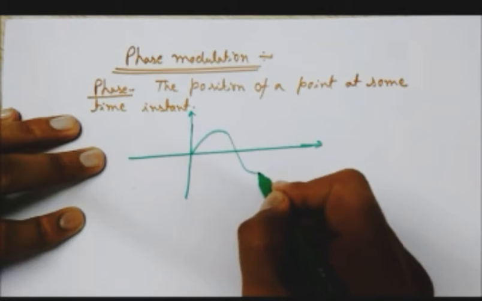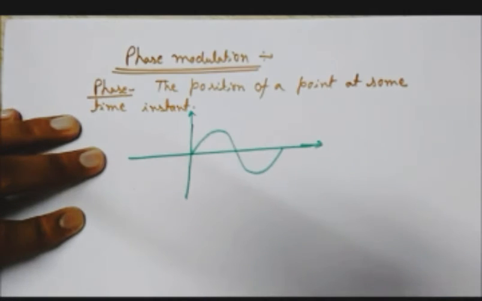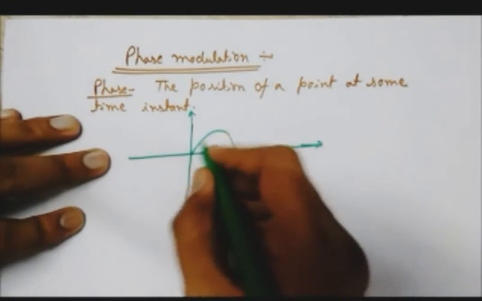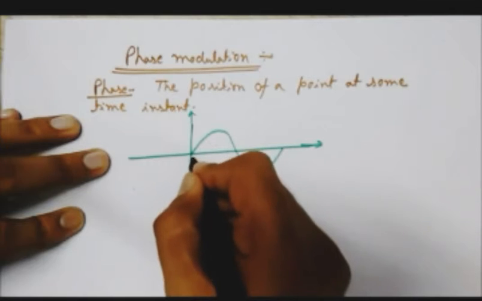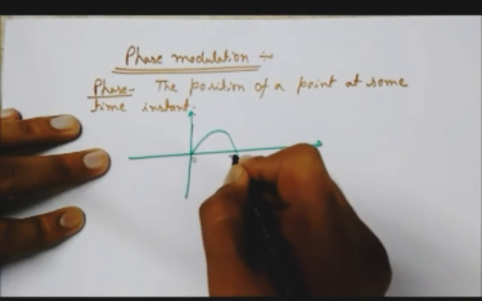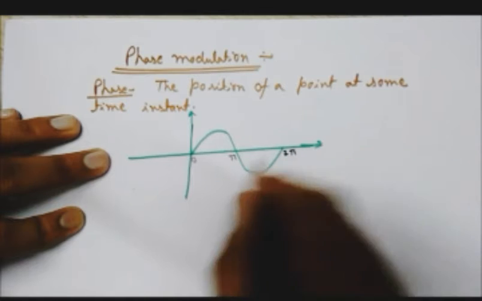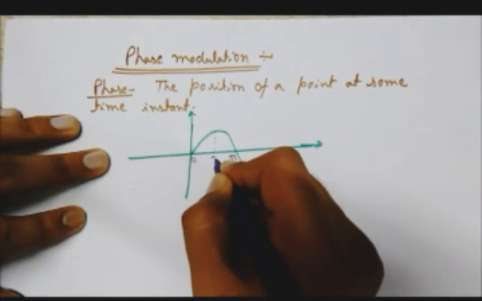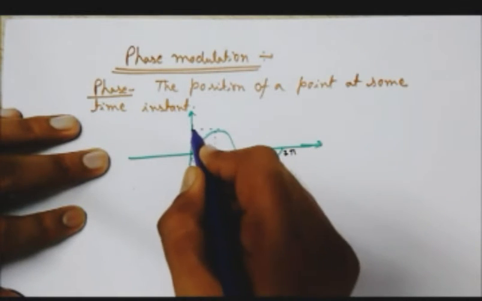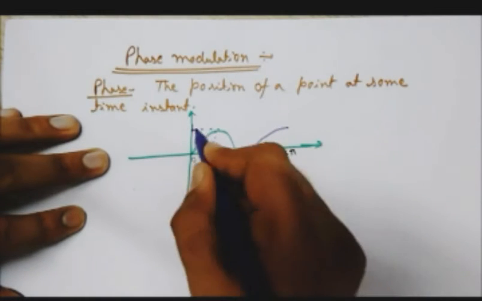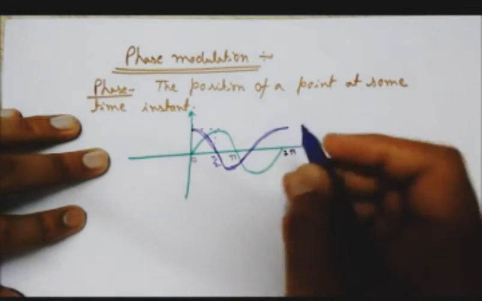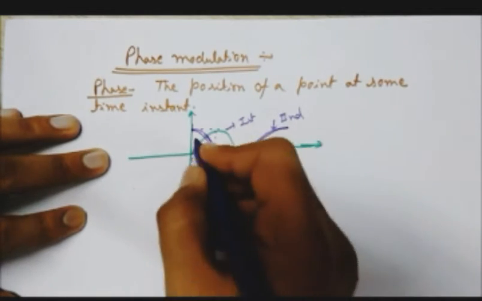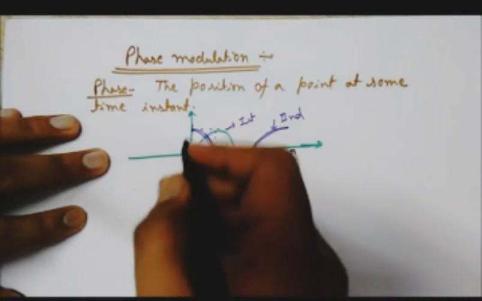This is the first wave, and this one is the second. This point is 0, and this is a sinusoidal wave: 0, pi, 2 pi radians. This one is the first wave. This is pi by 2. So this is another sinusoidal wave, the first wave and the second wave.